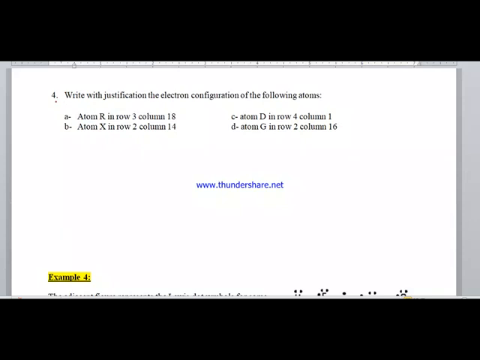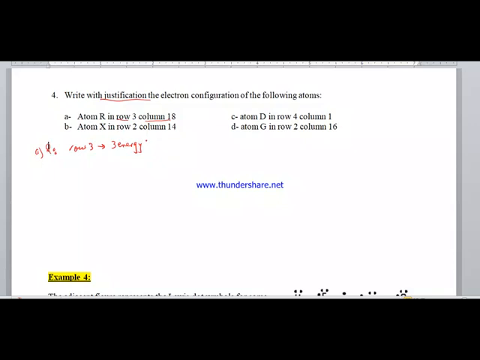Okay. The fourth part in this example: write with justification the electron configuration of the following elements. We will explain how to write the electron configuration of an atom R that is found in row 3 and column 18. For atom R, row 3 means that 3 energy levels are occupied by electrons.